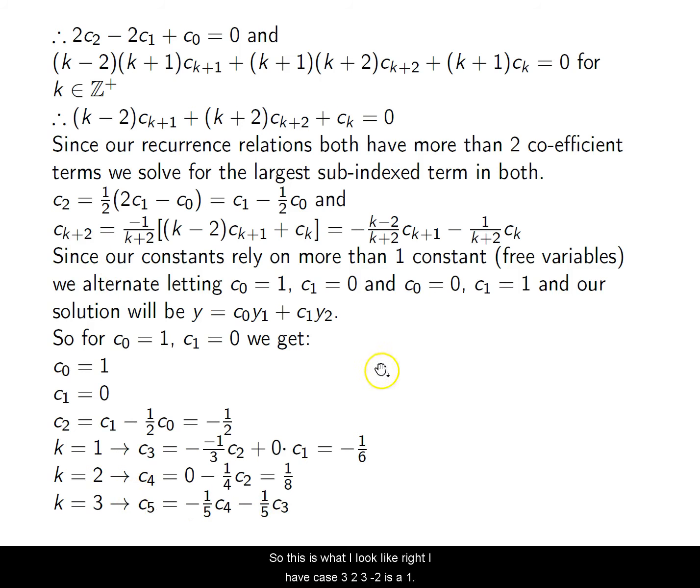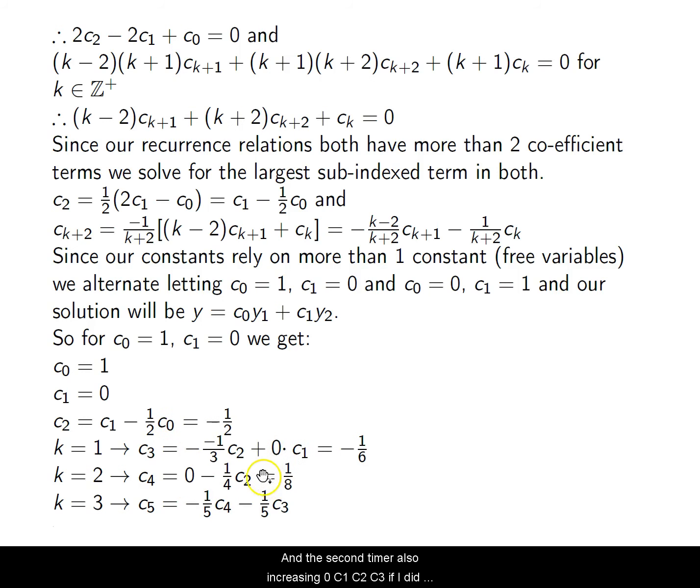So this is what it'll look like, right? I have k is 3, so 3 minus 2 is a 1. It's still negative on the outside. 3 plus 2 is 5. Okay, same thing here. 1 over 3 plus 2, right? And if you notice, the values on the first one, my recurrence relation, are increasing. c1, c2, this was 0 times c3, this is now c4. And the second term are also increasing.